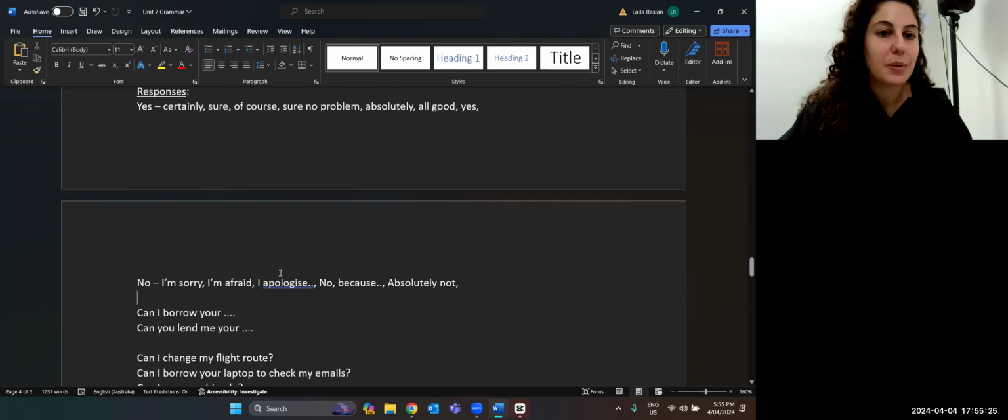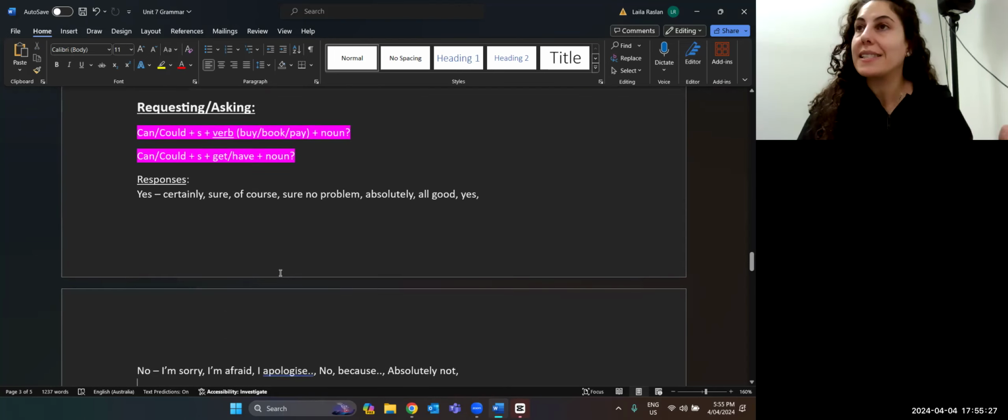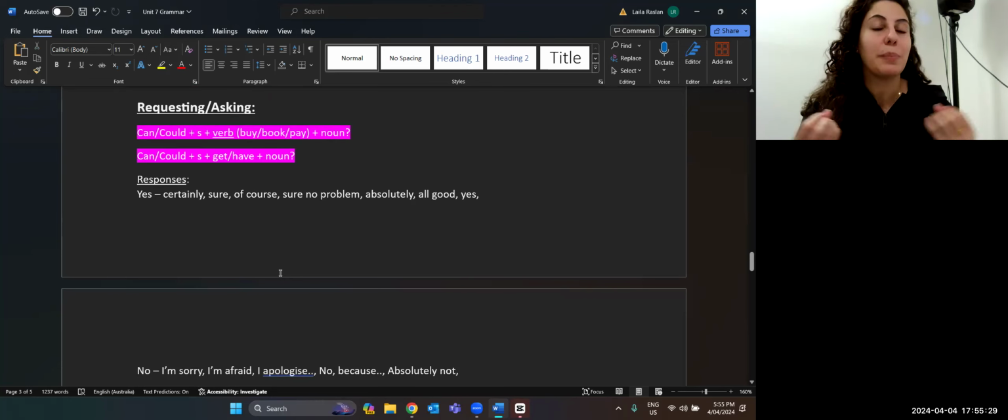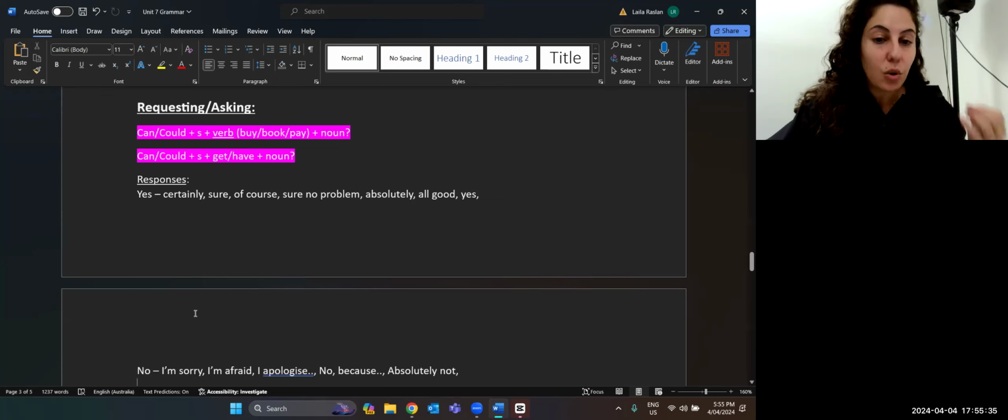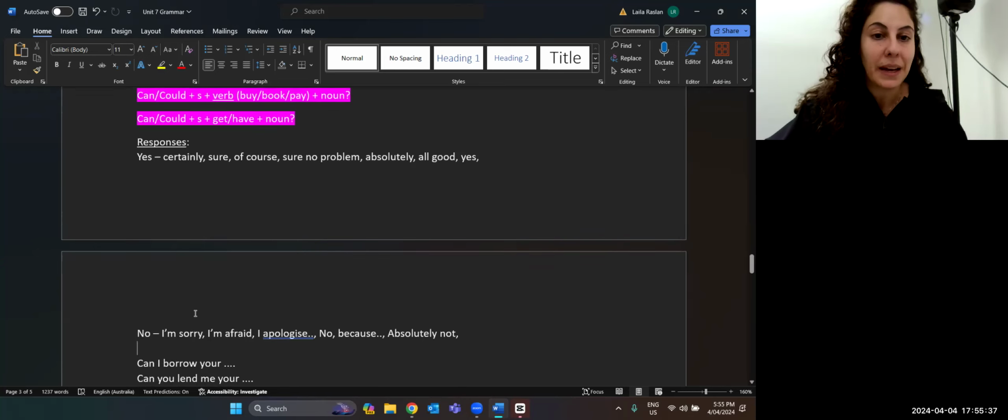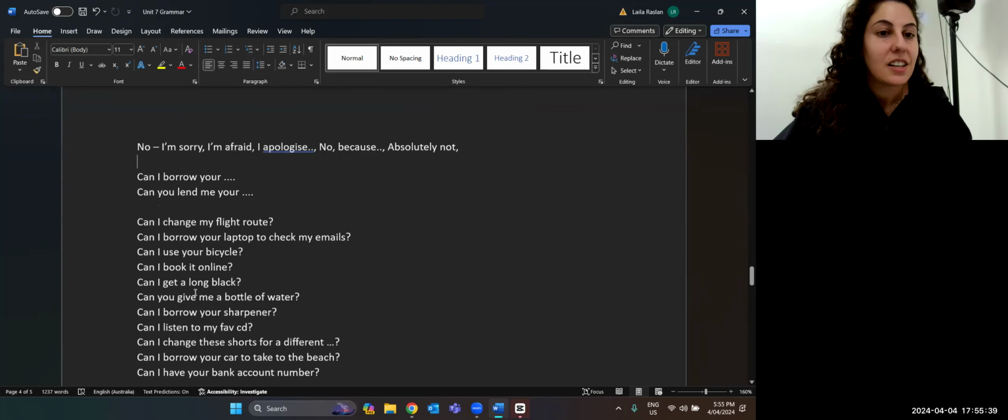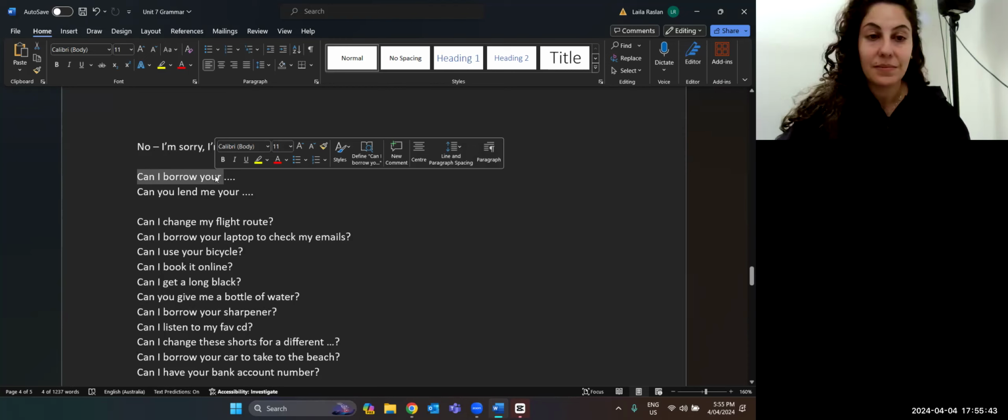So just some examples. So remember, we were talking about requesting. We're asking for something. We want to buy something. We want to pay for something. We want to book a ticket. Okay, it's all to do with money. We're talking about money and asking that. So for example, you could say, can I borrow your car?